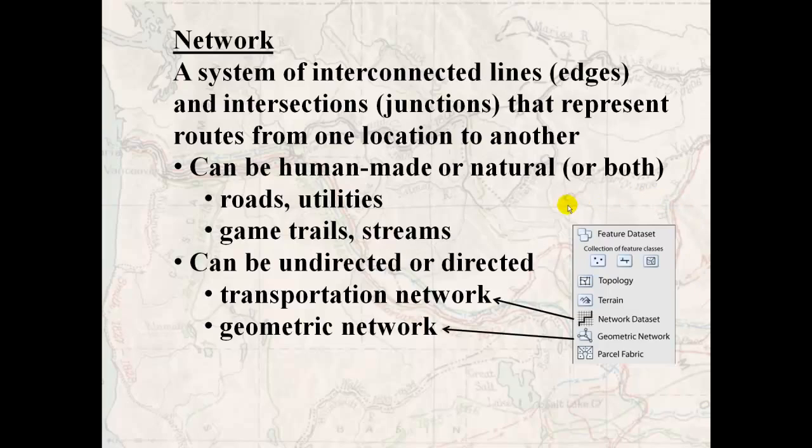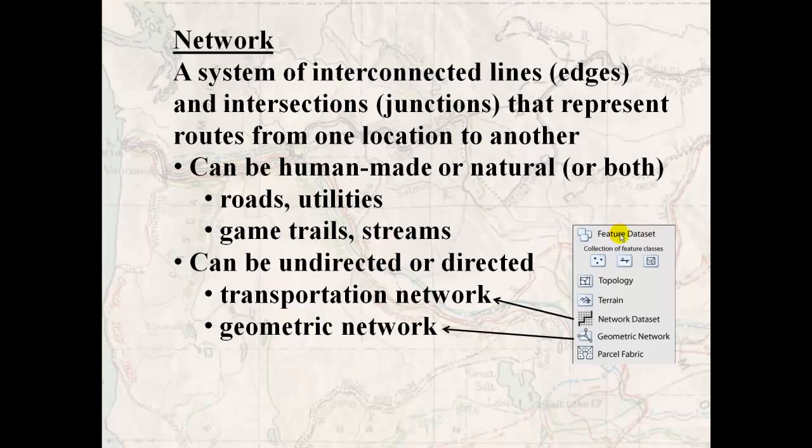When you look at the ArcCatalog representation of what these networks are, you can see that they're all going to be stored in feature datasets. And you can remember from earlier videos that a feature dataset is a collection of feature classes that all have the same projection. Remember, feature classes are collections of features that have the same projection, and they're going to have the same attributes too.